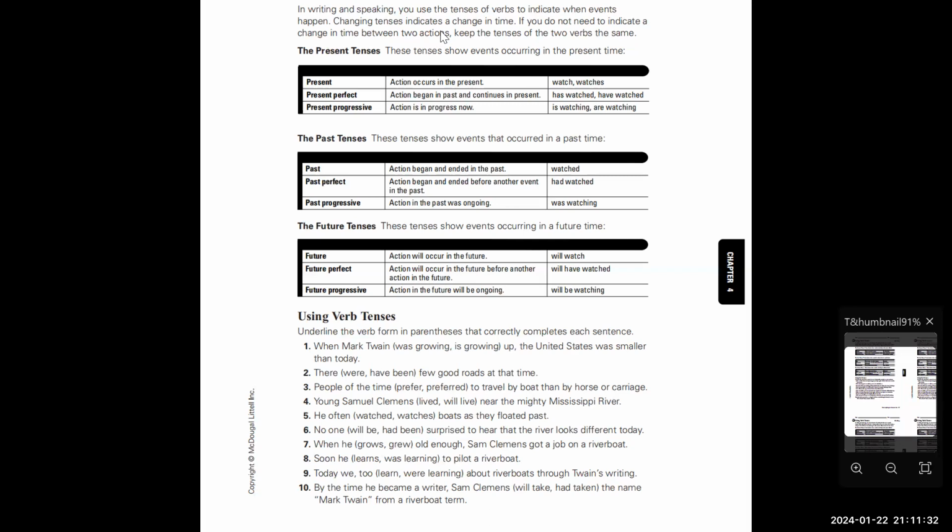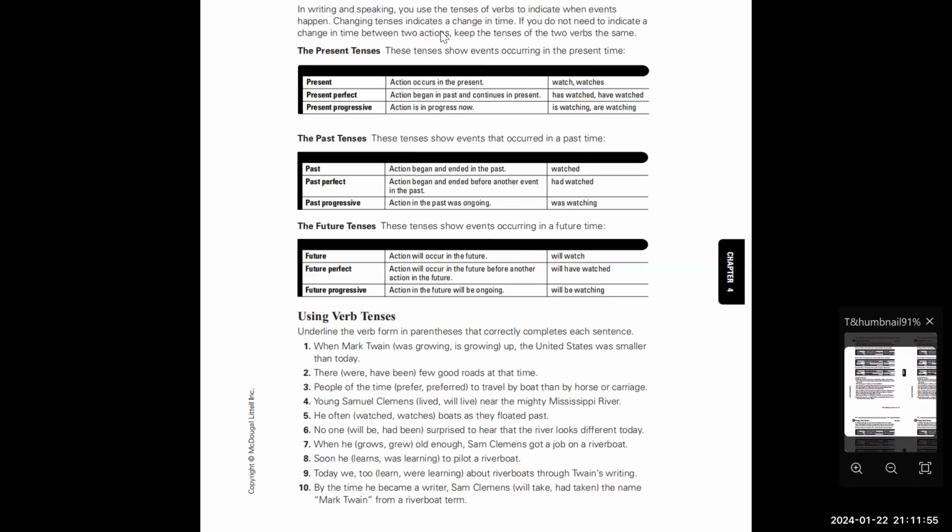The thing is, Mark Twain was growing up in the past. He already started growing, right? And then it says there "until today." And as you can see, it says there "the United States was." As you can see, there's "was." So it means it already happened in the past.